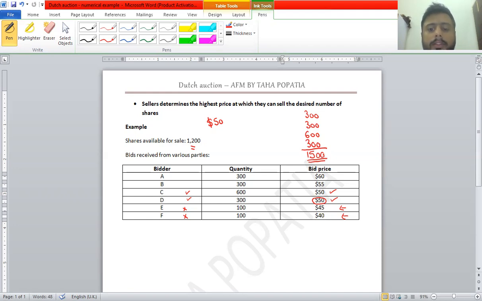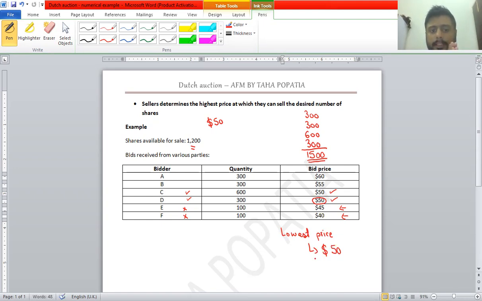So now there are two things that you have to be very careful about. The first thing is that the issue price will be the lowest price at which all the shares can be subscribed, which means that the issue price will be $50. Very important, very important, very important.